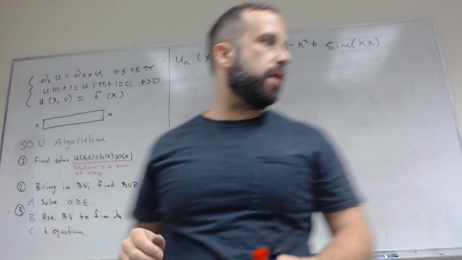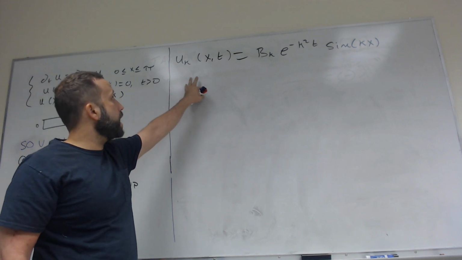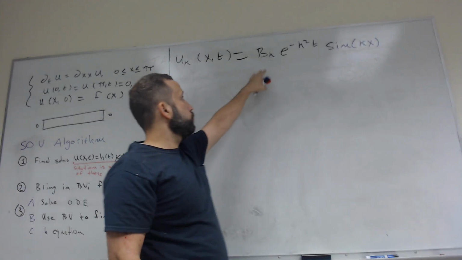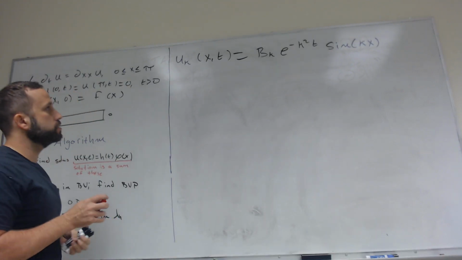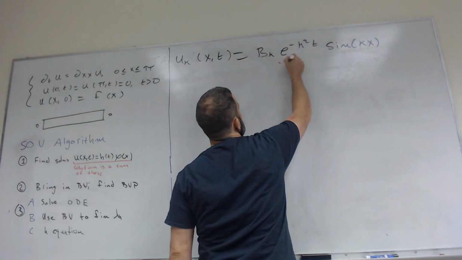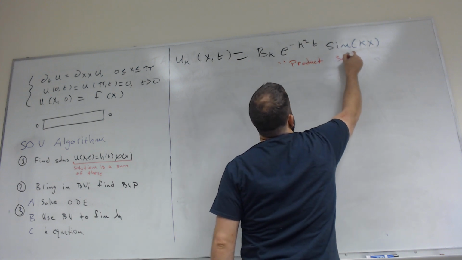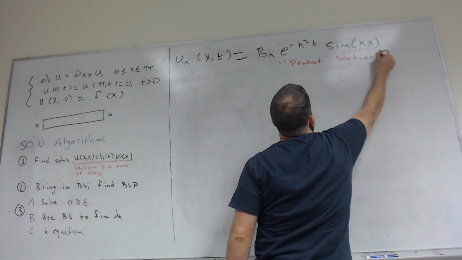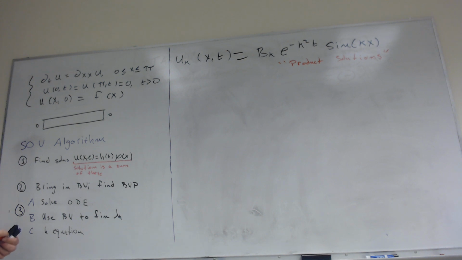Okay, so now I'm going to pick up on the separation of variables algorithm. Where we ended before, we saw that u_k(x,t) is equal to b_k e^(-k²t) sine(kx). These are called product solutions because they're a product of solutions. And so now we want to add these solutions up to get the solution to this problem.